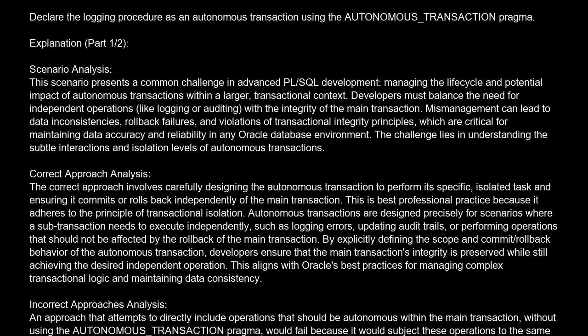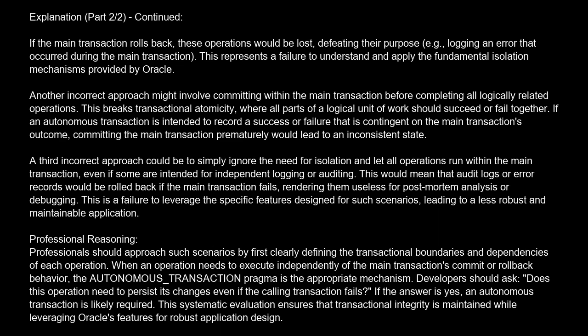Incorrect approaches analysis. An approach that attempts to directly include operations that should be autonomous within the main transaction, without using the autonomous transaction pragma, would fail because it would subject these operations to the same commit or rollback as the main transaction. If the main transaction rolls back, these operations would be lost, defeating their purpose, e.g., logging an error that occurred during the main transaction. This represents a failure to understand and apply the fundamental isolation mechanisms provided by Oracle.